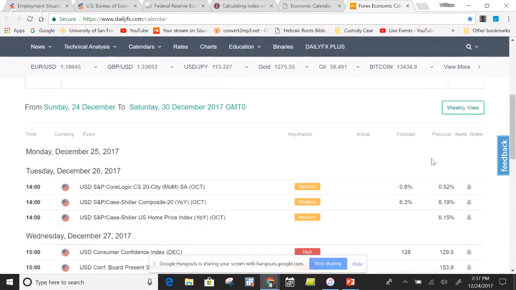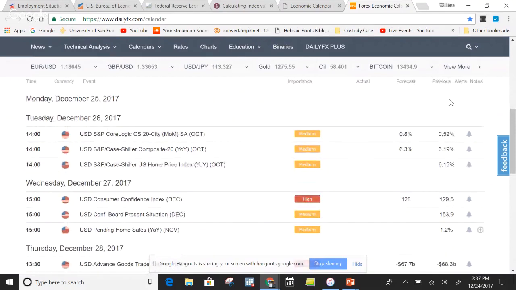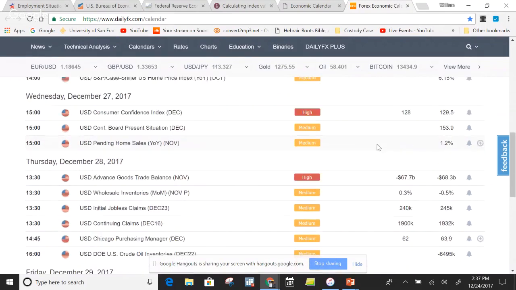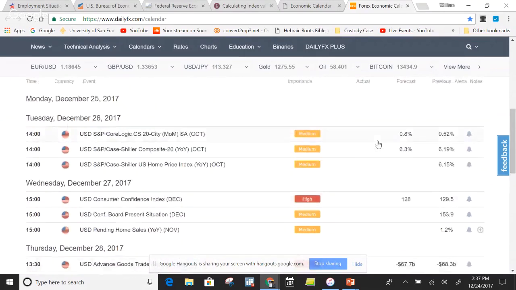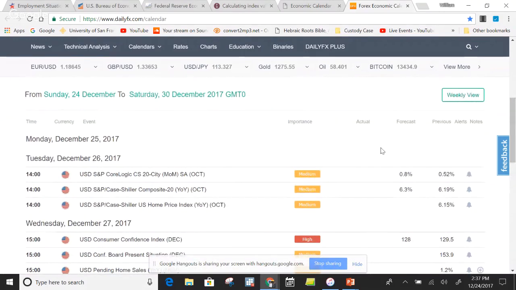Once again, the cool thing is it'll tell you what the previous report was. It'll tell you what the forecast of the report is. And once the report is released, you'll be able to find the actual. I don't think they have any actuals on here, but you can go back and do that. And once again, this is important because this is what the market is using to make decisions on how a currency is going to do, right?